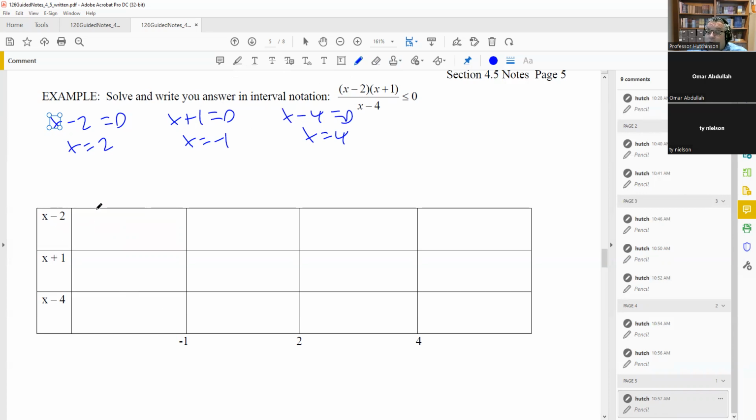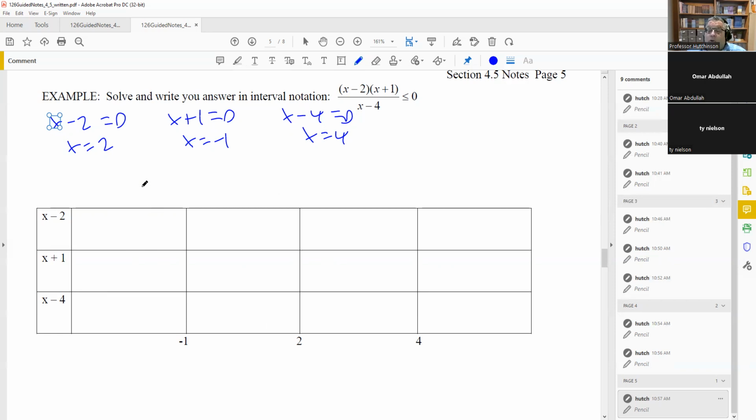Then I make the table. I have all the different factors on top and bottom. I put all those in the left-hand side over here. And then this time, notice that I have to put 3 numbers on my table.